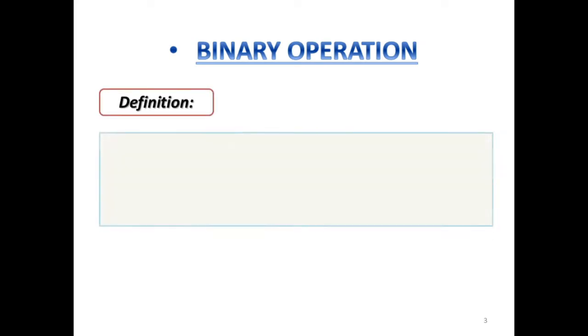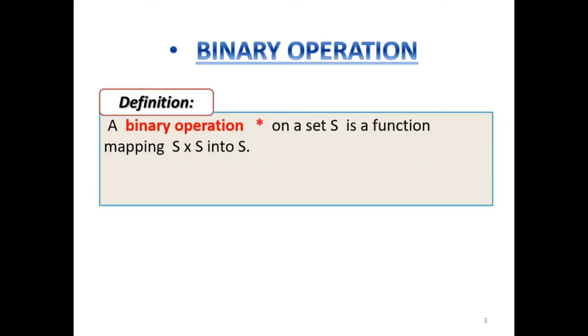First, binary operation. Definition. A binary operation star on a set S is a function mapping S cross S into S. One example, consider the set of all integers. Then addition is a function mapping from Z cross Z into Z. Z means set of all integers.